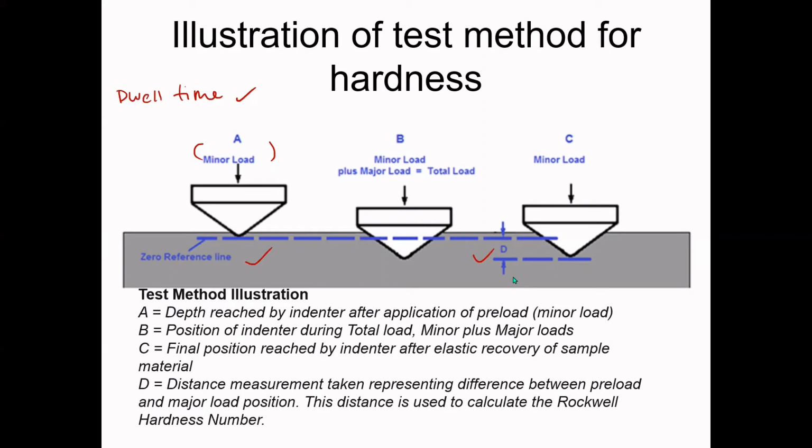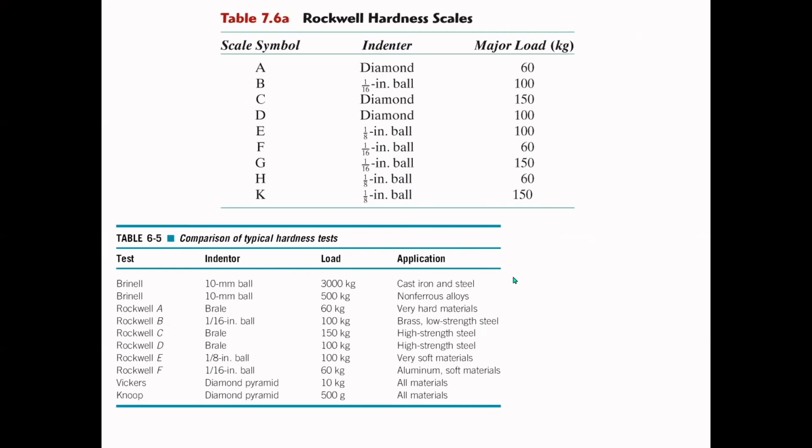Like what we can see in the figure here, D refers to the distance measurement taken, representing the difference between the preload and major load positions. This distance is the value that we use to calculate the Rockwell hardness number. When we want to select a Rockwell scale, a general guide is to select the scale that specifies the largest load and the largest indent possible.